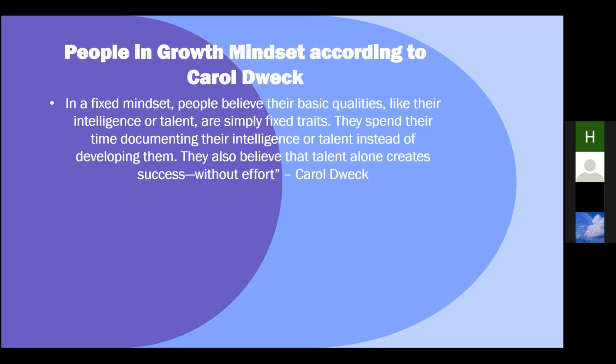And the definition, according to psychologist Carol Dweck in her book, is that in a fixed mindset, people believe their basic qualities like their intelligence or talent are simply fixed traits. They spend their time documenting their intelligence or talent instead of developing them. And they also believe that talent alone creates success without effort. So it's people who think, yeah, possibly not, it's something that can't happen at all. Or, "mujhse nahi hota." People who put a self-limiting belief: whatever my talent is, my capacity is just here. Or you need talent as a prerequisite of achieving something, and they don't understand that work ethic is a different approach to it, for example.